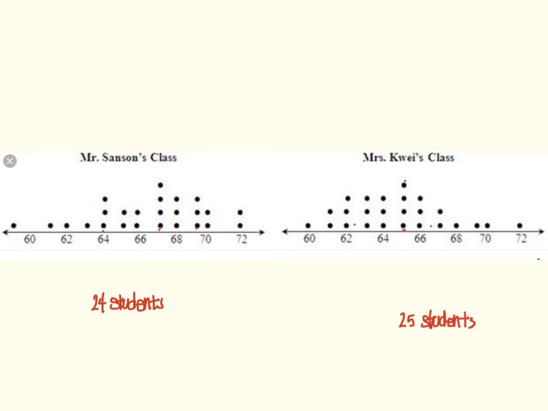This next one is comparing 2 different classes. And you see there's 24 kids and 25 kids, so they're not exactly the same size, but they're close. We found in the 24, if I count over 12, that this would be the middle. And if I divide the top half in half, this would be about 75%.